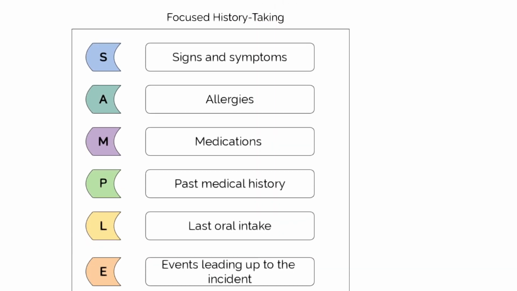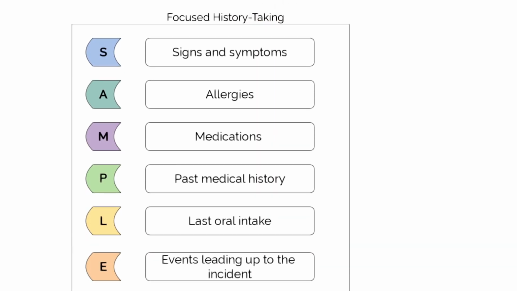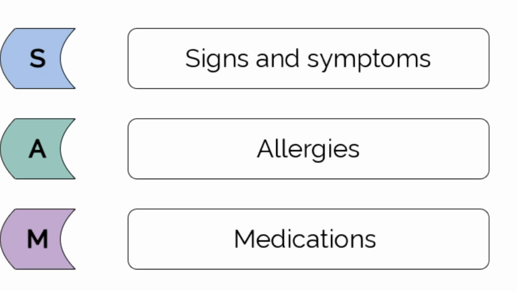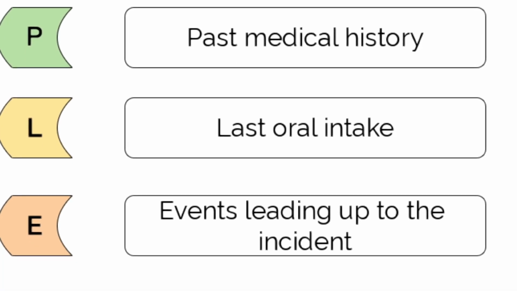After completing the primary survey, it's time to gather more detailed information using the SAMPLE and SOCRATES method. Using the SAMPLE history method helps us build a picture of the patient's background. S for signs and symptoms, A for allergies, M for medications, P for past medical history, L for last oral intake, and E for events leading up to the incident.